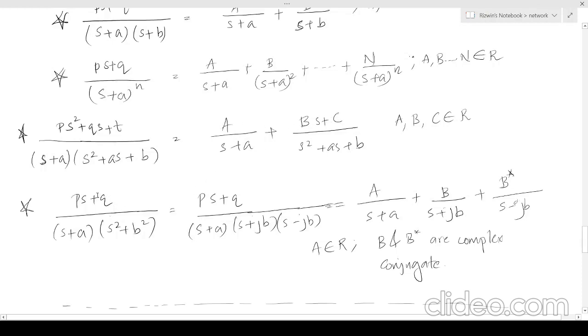Now the other form is ps plus q by s plus a into s square plus b square. This term has a complex root and we can split it like this. This is similar to the first form and we can split it into three terms of similar order. The speciality here is that the numerators of the terms s plus jb and s minus jb will always be complex conjugates.